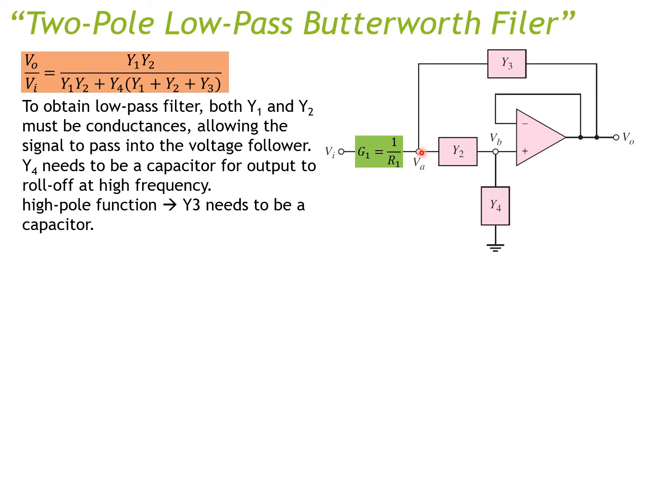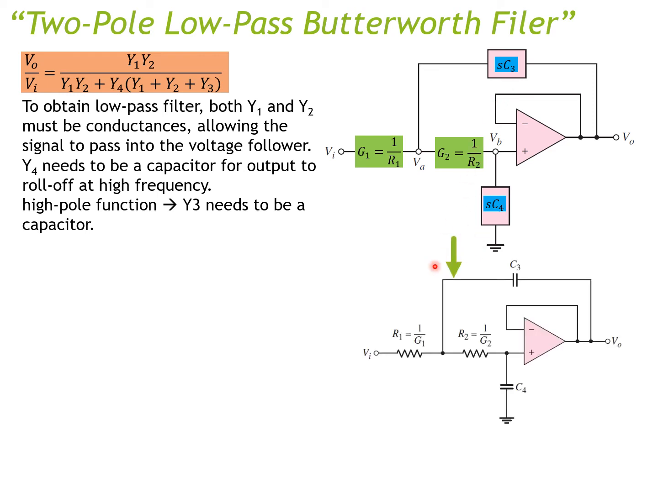So now I replace Y1 with a conductance G1, where conductance is the inverse of resistance, so you can have G1 equal 1 over R1, G2 equal 1 over R2. Put in a capacitor for Y4, so I have this to be sC4, and the admittance here will be sC3. Remember, admittance is the inverse of impedance.